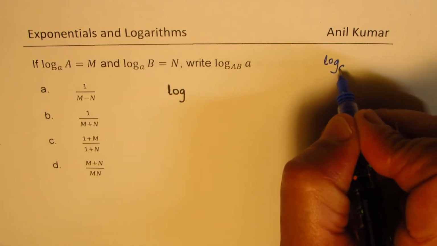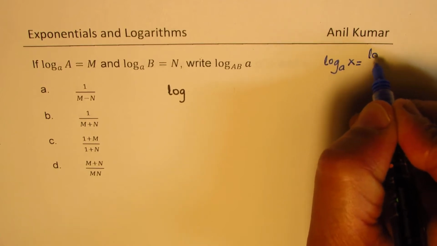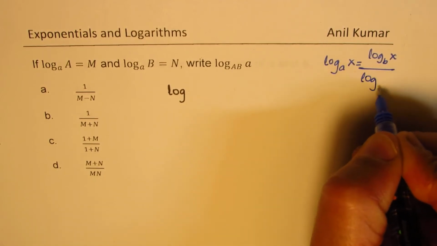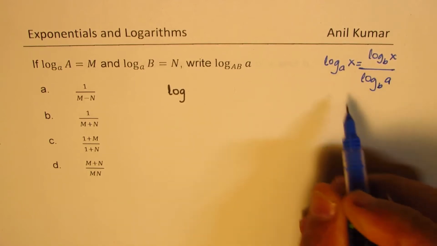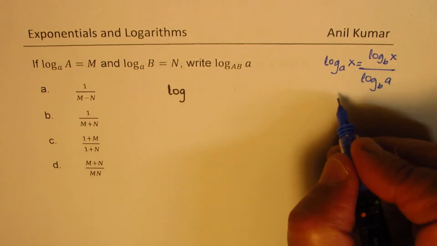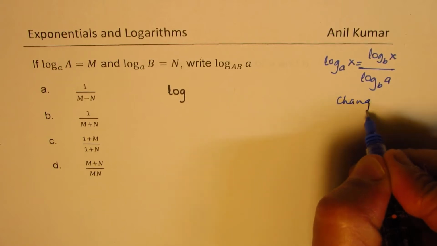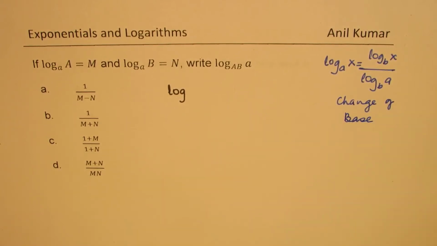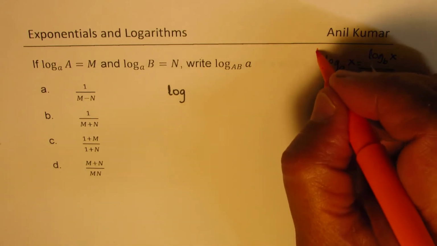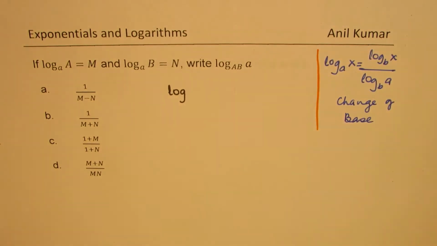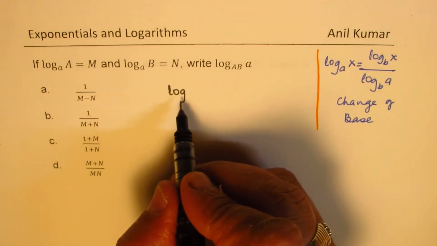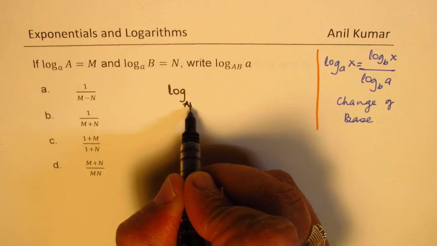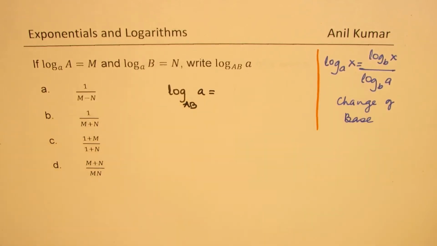So log to the base a of x could be written as log to the base b of x over log to the base b of a, right? So that is the change of base formula, right? So we change the base. So I hope you remember this, and that is what is going to be used. We want to find what is log to the base ab of a equal to.